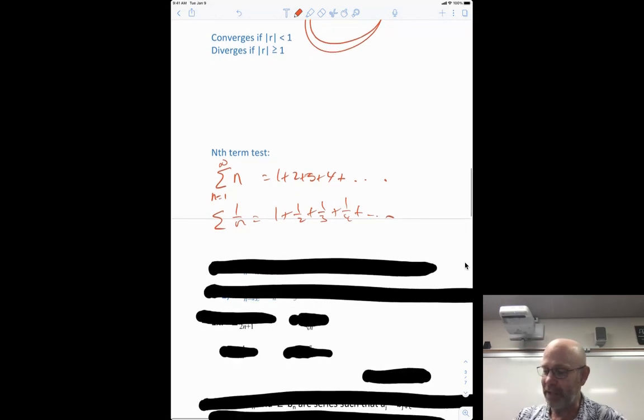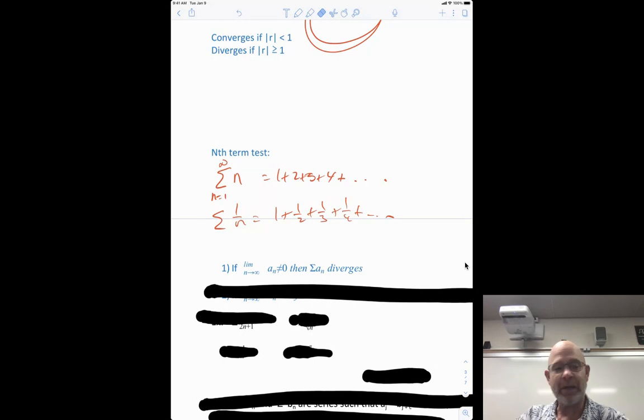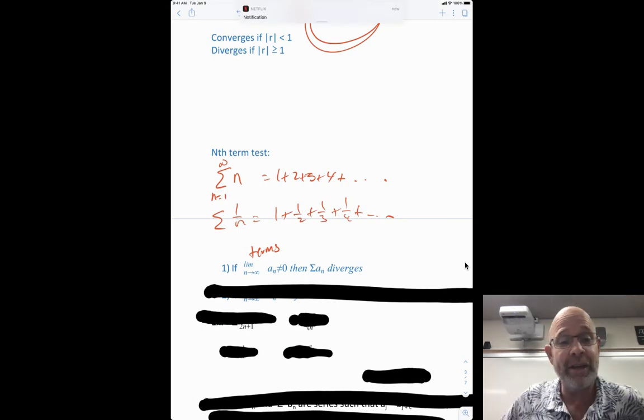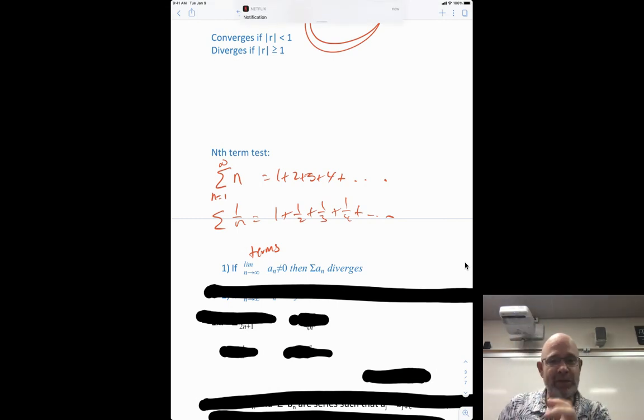So the nth term test says this. It says if the limit as n approaches infinity of a sub n does not equal 0. So what I'm referring to right now are the terms. Notice there's no summation there, right? No summation, it's just the terms. So if the terms are not approaching 0, if they're getting bigger or they're approaching 2 or something like that, then the series has to diverge. It's a quick, easy test. It's the easiest test there is, actually, that you just look at the terms.